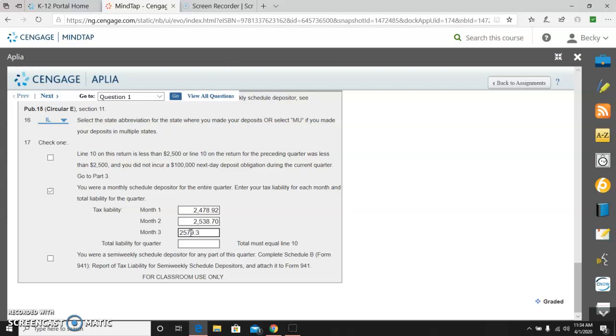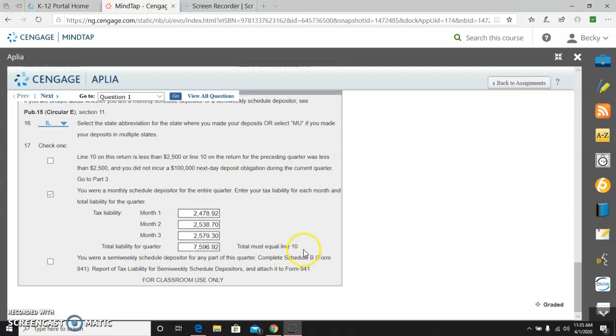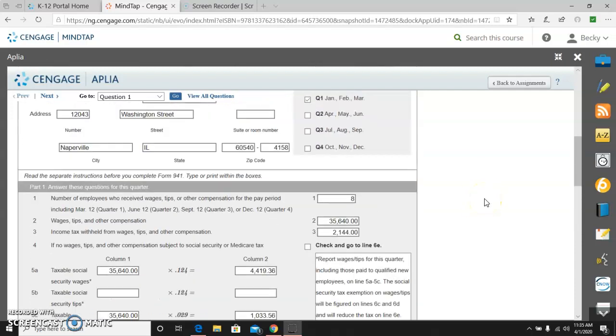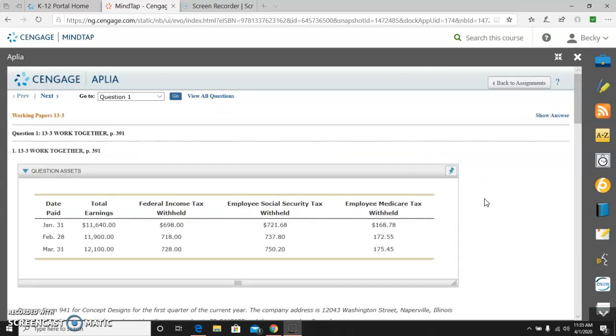And then I add all those 3 months up, and I would get 7596.92. And it said that that total must equal line 10, and that total is what we got on line 10 as well. So everything is good. So that is the form 941.